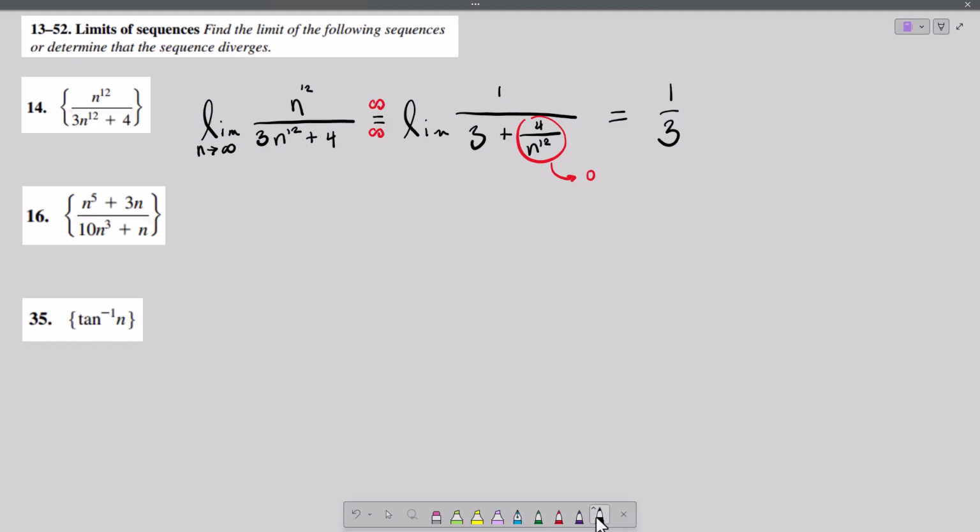All right, you all try this one. Try to find the limit of this second one. See if you can do that. I'll write it out while you try to do it.